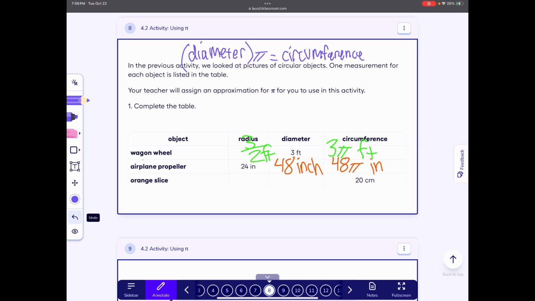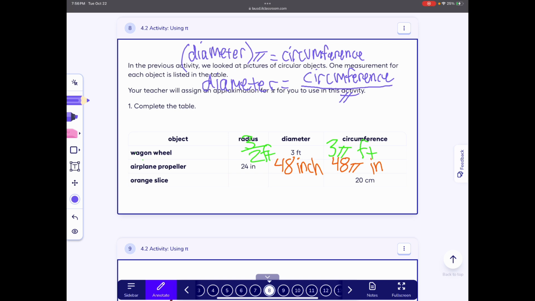Well, we can manipulate that equation. If you balance the equation and get diameter by itself, how do you get diameter? You divide both sides of the equation by pi, and you get diameter equals circumference over pi. So diameter equals circumference over pi.